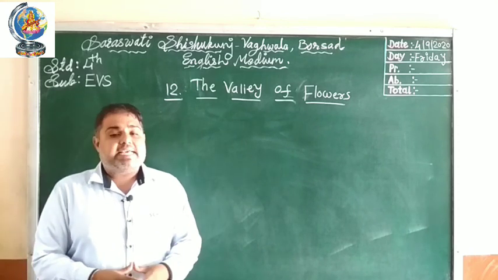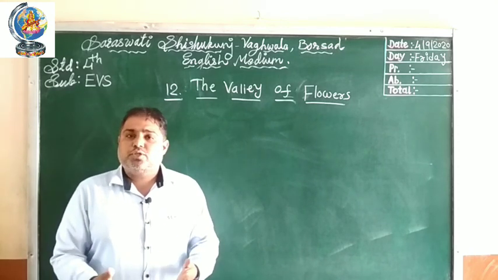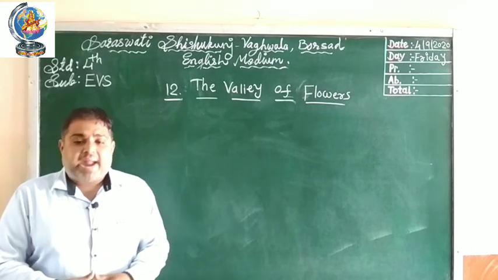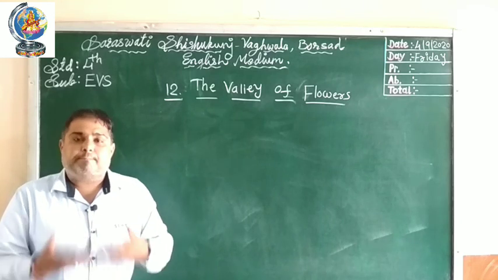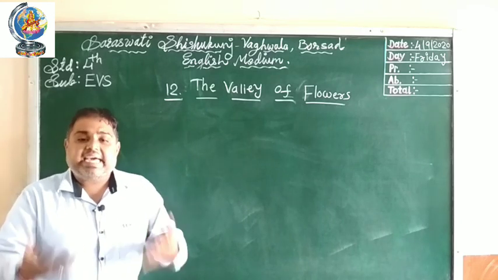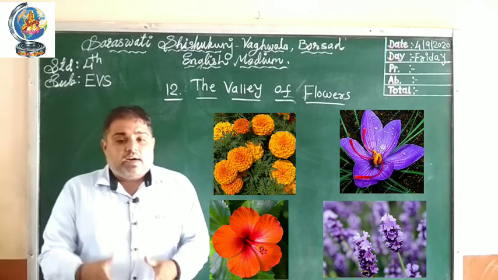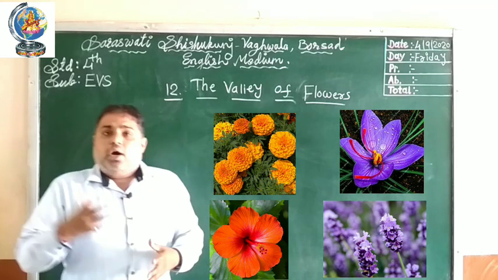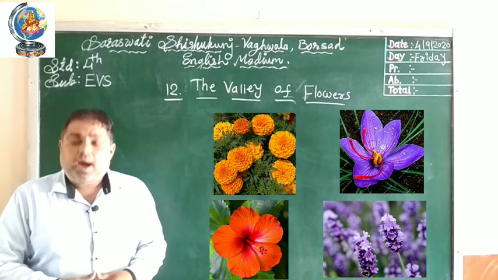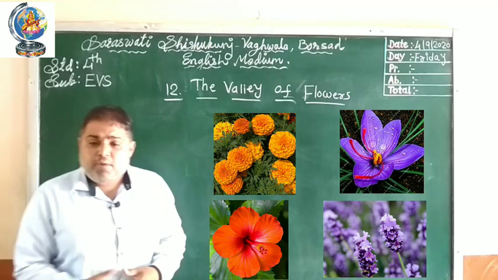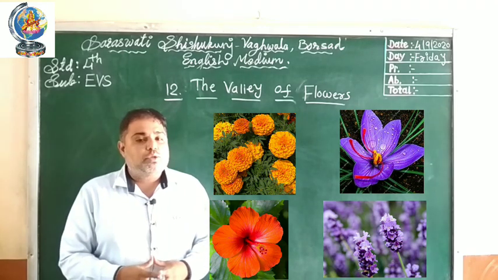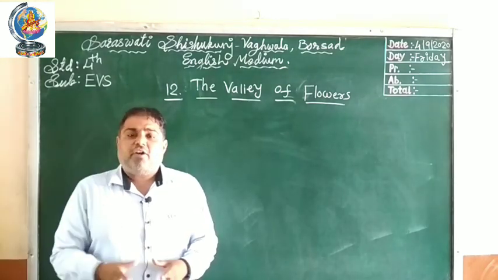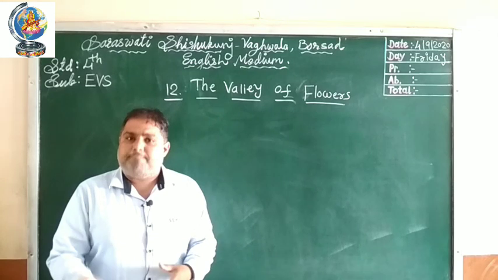Then the next point is some flowers are used to make colors. Colors are made from flowers like marigold, zinnia, etc. These colors can also be used to dye clothes. Rose, saffron, hibiscus are some of the flowers that are used for making colors. Students, you have studied that from flowers, colors are being made.